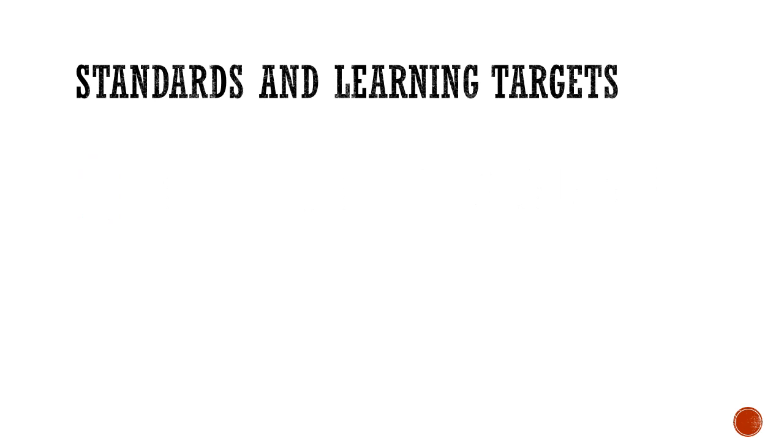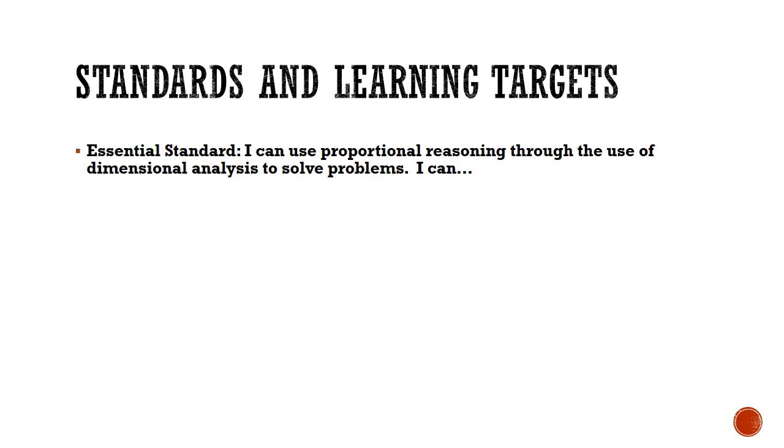So for any video that you watch, there will always be at least one standard and learning target on which it is focused. Typically it will just be a single standard and often more than one learning target, and that is the case here. Our standard for this video, and it is the essential standard for our first unit, Tools of Chemistry, is: I can use proportional reasoning through the use of dimensional analysis to solve problems.